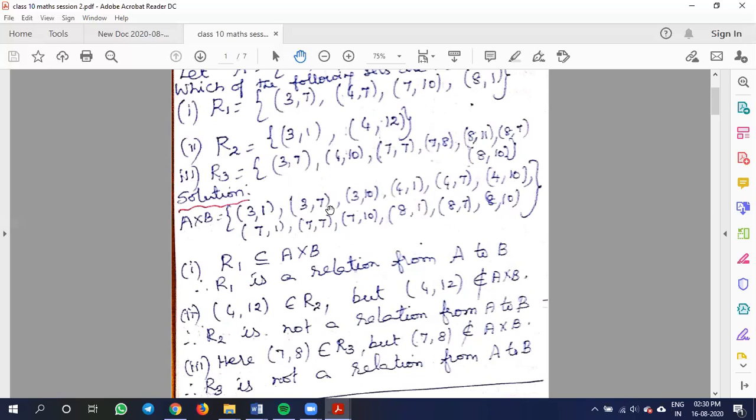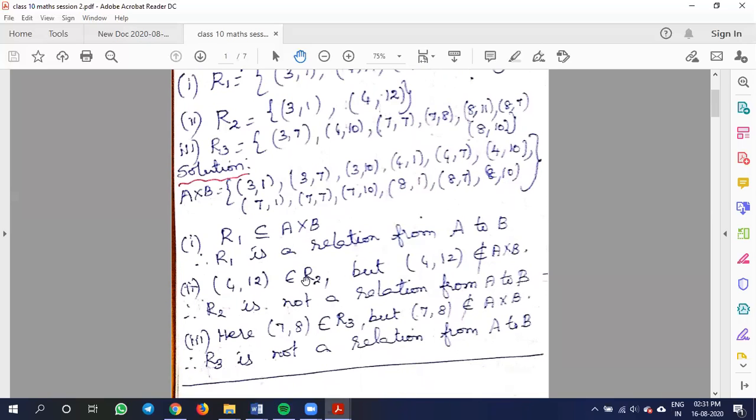So one element is present, but the other element is not. The other element does not belong to the set A cross B. So R2 is not a relation from A to B. Okay. Next sum.